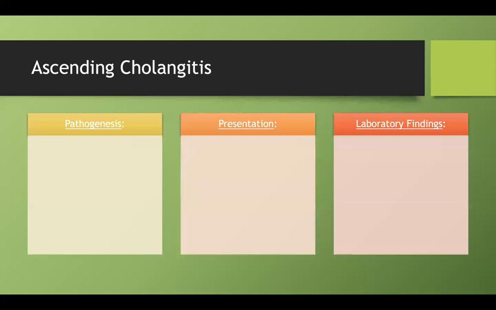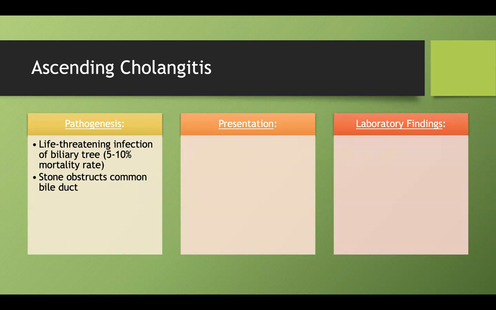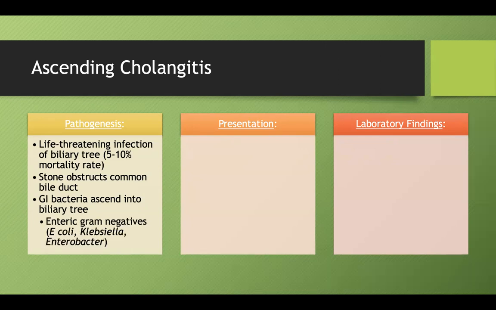Ascending cholangitis is a little different, and this is actually more dangerous. This is a life-threatening infection of your biliary tree with almost a 10% mortality rate on some resources. What's happening here is that the stone is blocking either the common bile duct or it makes it down further. But the important thing with ascending cholangitis, as the name suggests with the itis, is that bacteria ascend through the tree and cause an infection or inflammation. Because the bacteria is ascending from your GI tract, you're going to commonly get your gut flora like E. coli, Klebsiella, and Enterobacter. Those are usually the culprits of ascending cholangitis.